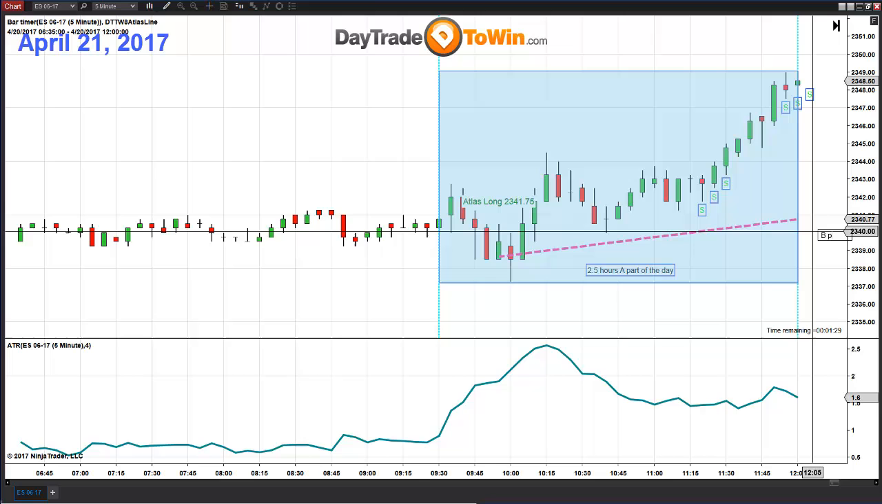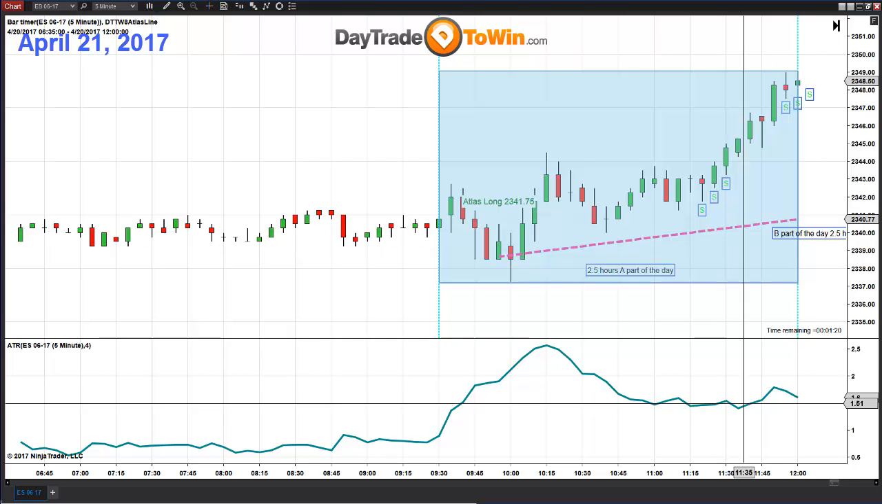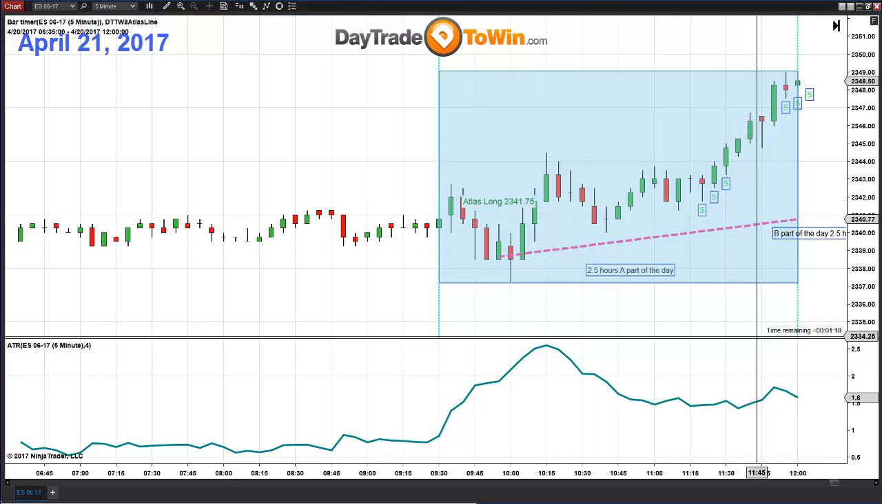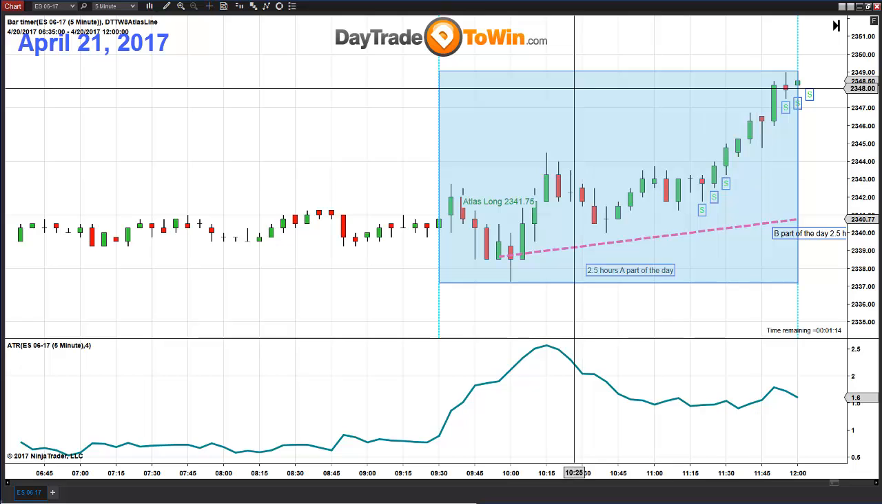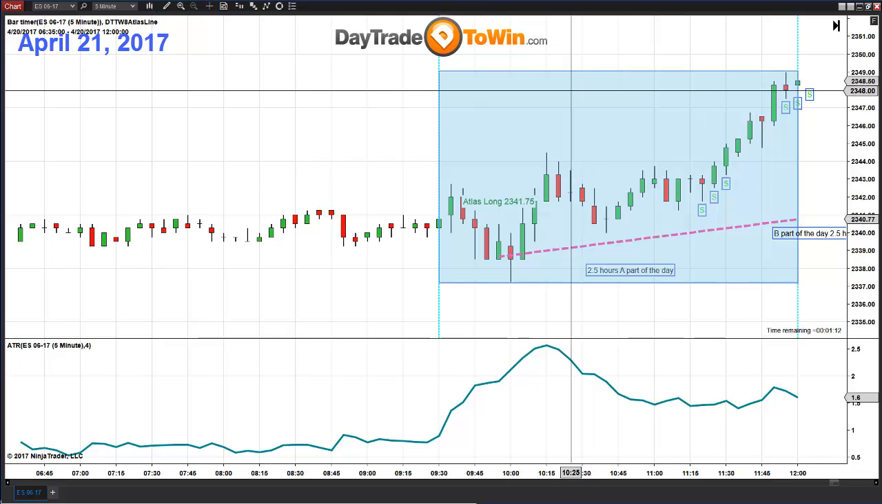The B part of the day, also 2.5 hours. The B part of the day, typically, again, 80% of the time, is contained within the range that you see. It is not broken quite that often. This is not just for the E-mini S&P, this is for all markets. NASDAQ, Dow, stocks, Russell, currency, soybeans, coffee, all those markets, FTSE, FESX, DAX.